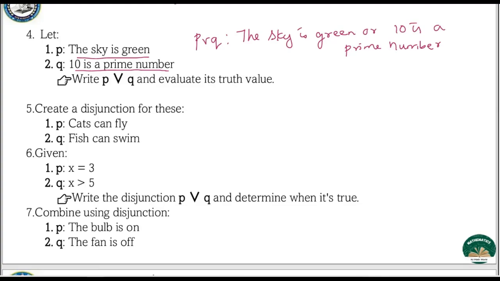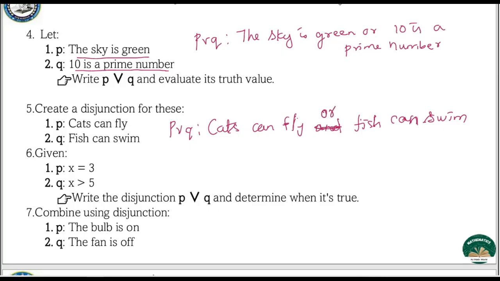Then create a disjunction for these. P, cats can fly. Q, fish can swim. So what will be P or Q? It will be cats can fly and fish can swim. So yeah, this is the disjunction and now you should use or. So P or Q means it is or: cats can fly or fish can swim.